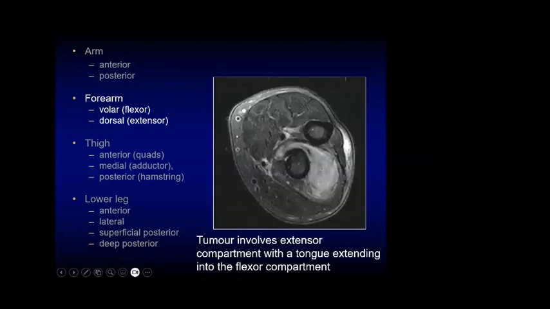Here, for example, we have a patient who has a tumor in the forearm, but the tumor has involved the extensor compartment and also the flexor compartment. So there are two compartments involved in this patient, not just one. Because of that, surgical excision for limb salvage surgery is not easy. It's going to be really difficult for the surgeon, and we'll end up having amputation, because there are two compartments involved.